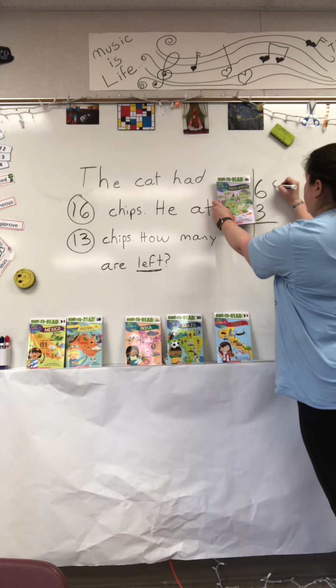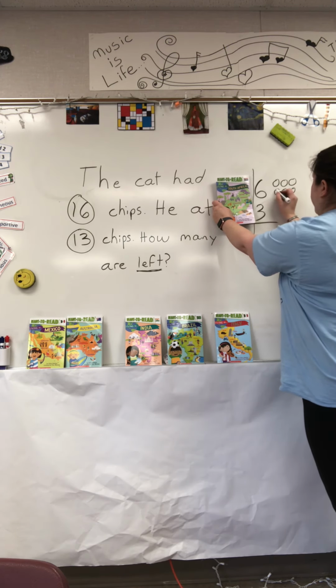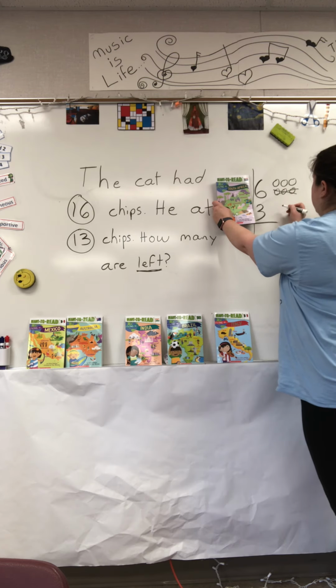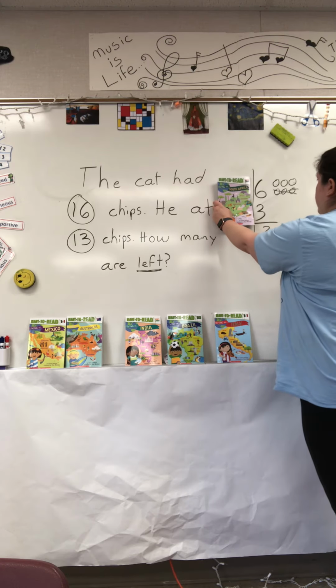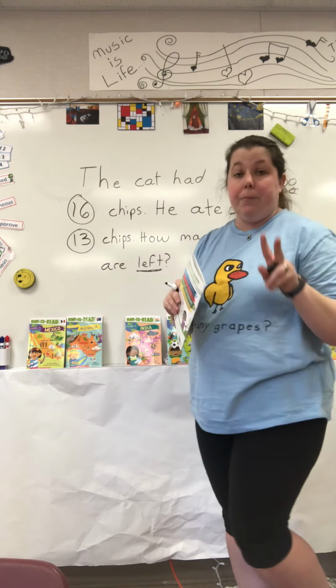So you can even, again, draw your 6. Take away 3, and you're left with 1, 2, 3 chips in your first column. Over here, and so now we're ready for the second column.